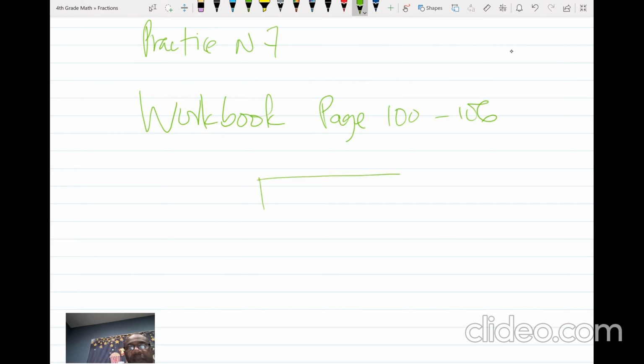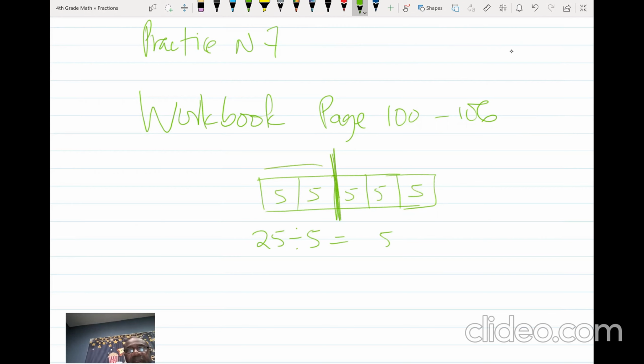Manfred has 25 picture cards. He gave 2/5 of them to his friends. Now, first, how many cards did Manfred give to his friends? Okay, so this is 25, right? And it says 2/5, so divided into fives. 25 divided by 5 equals 5, right? Each box is 5, and he gave 2 out of that, 2/5 to his friend. What is that amount? That is 10.